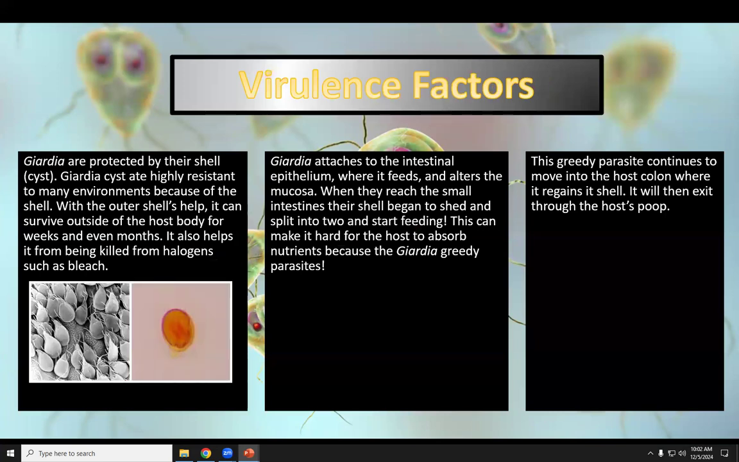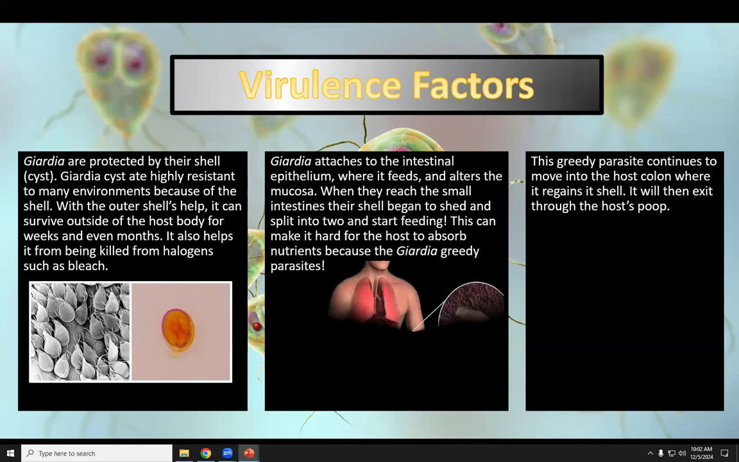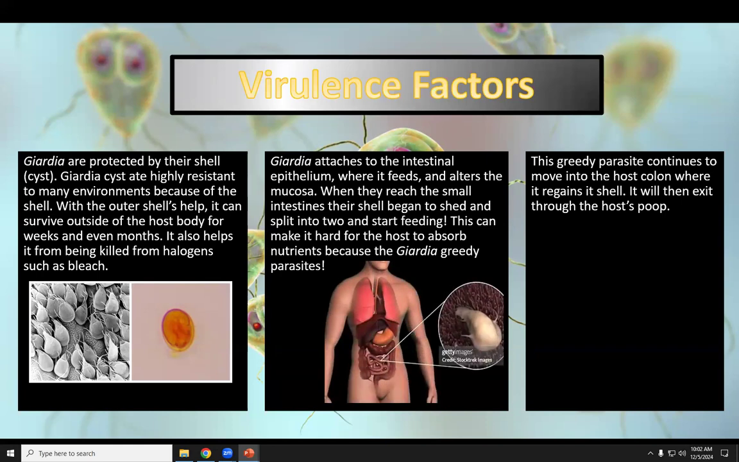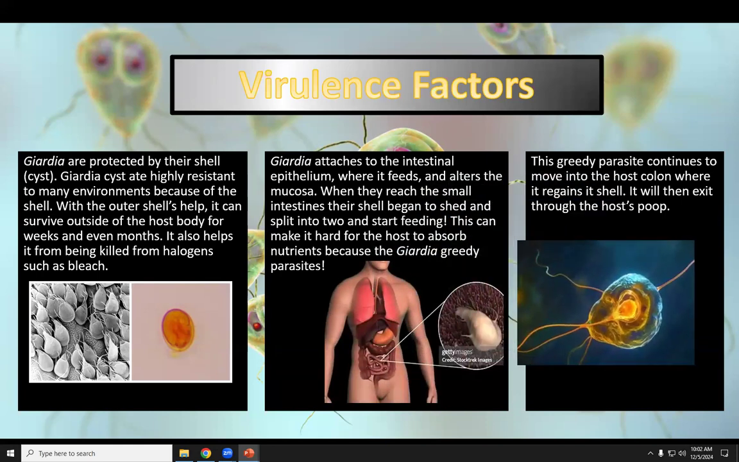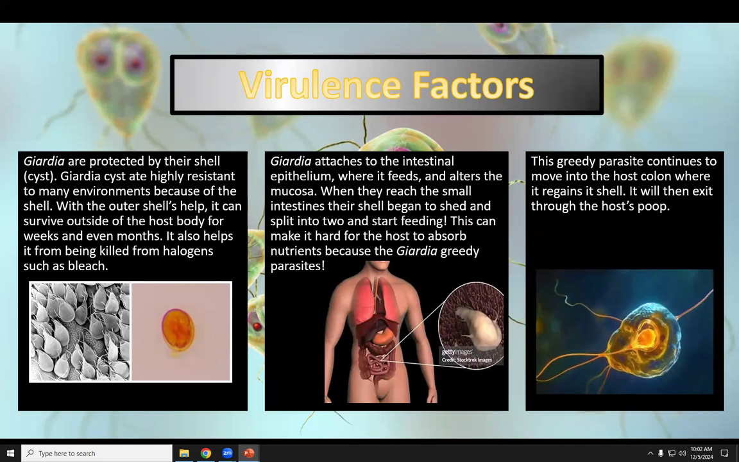They're protected by their shell, the cyst. I thought this was kind of interesting. They come into your body as a cyst, and then they separate, and then they regain their shell and leave your body as a cyst. They attach to the intestinal epithelium, and it feeds on the mucosa. Because of this, it makes it hard for the host to absorb their own nutrients, because these Giardia are super greedy and they eat all your nutrients.